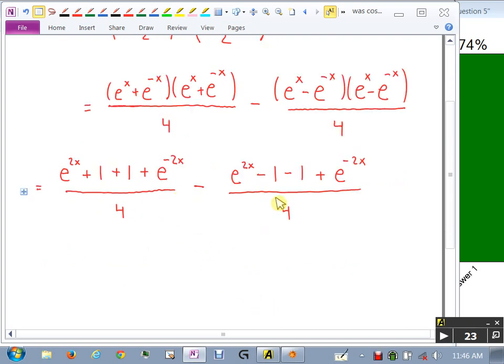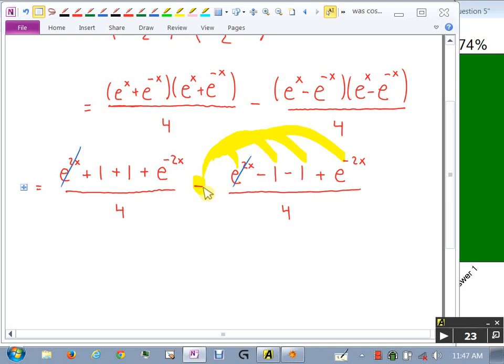Now you have the same denominator here, right? So you can put these together. And we just need to be careful because this negative sign is going to change all the signs here, right? So check out what happens. This e to the 2x, we are going to subtract e to the 2x, aren't we? So it's going to go away. So these two are going to kill each other off. I'm going to have 1 plus 1, which is 2.